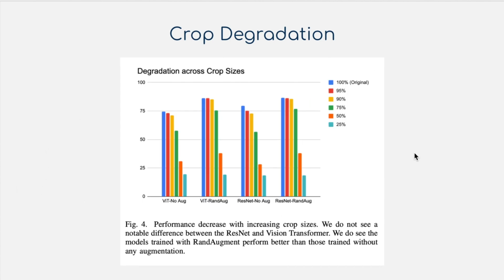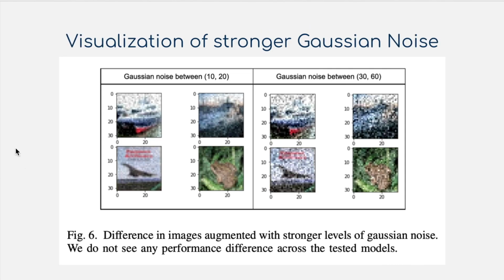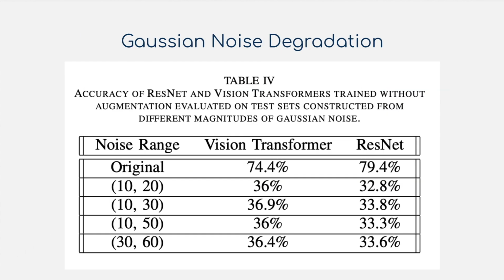This is another visualization of the vision transformer without any augmentation, degrading as we increase the magnitude of the cropping to smaller and smaller patches of the image, and then how the RAND augment strategy does improve performance, but it still degrades as we increase the magnitude of the cropping, similarly with the ResNet. Then using the Gaussian noise test. So first is a quick visualization of what we mean by increasing the strength of Gaussian noise. We start off with this low intensity added pixels, and then we increase it so we're really transforming the image and potentially corrupting the label altogether. So we also don't find any kind of significant difference.